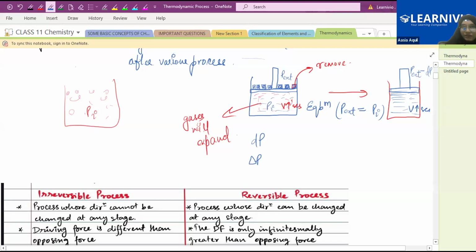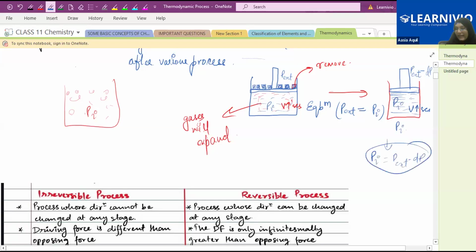So here P external will become P external minus dP, because when you remove one weight from here, P external will decrease. That's the decrease, dP. Now what happens over here? P internal will also be, in this case, equal to P external minus dP.